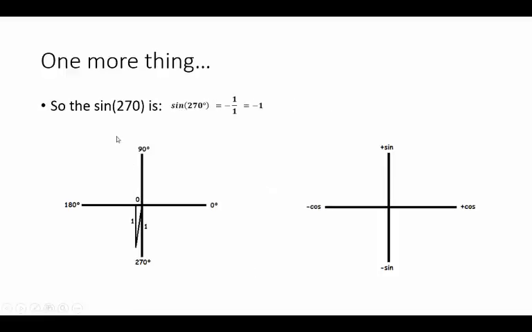So for example, the sine of 270. Here we have our triangle for 270 degrees. Now, sine is opposite over hypotenuse, so opposite 1, hypotenuse 1. So our answer would be 1, but because sine is negative on the negative y-axis, the sine of 270 is actually negative 1.